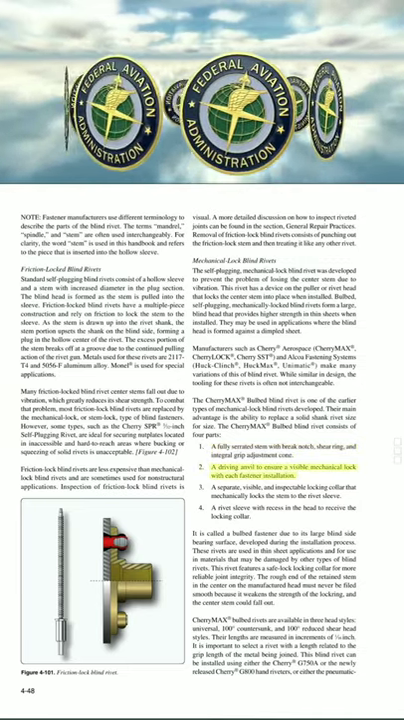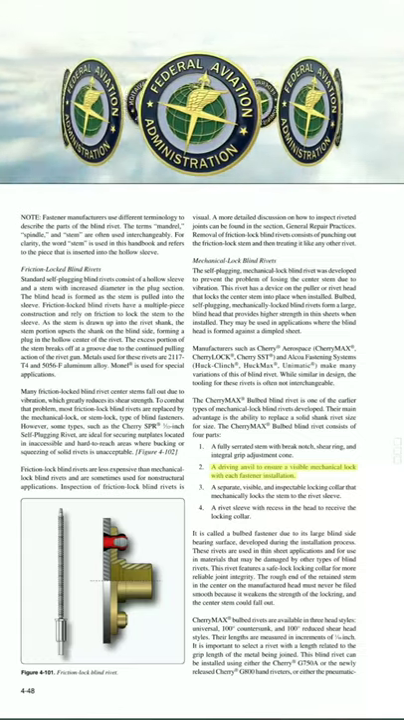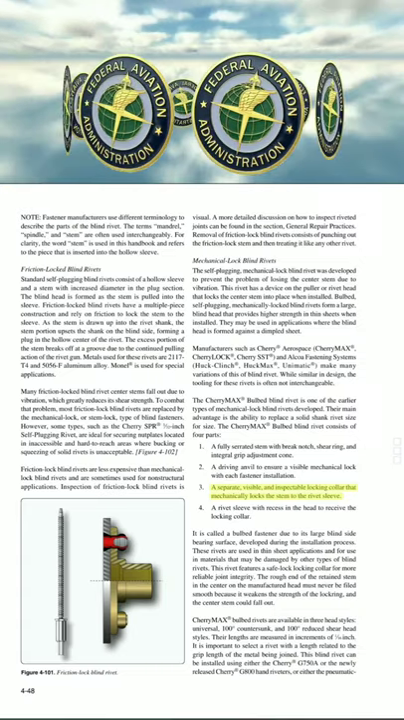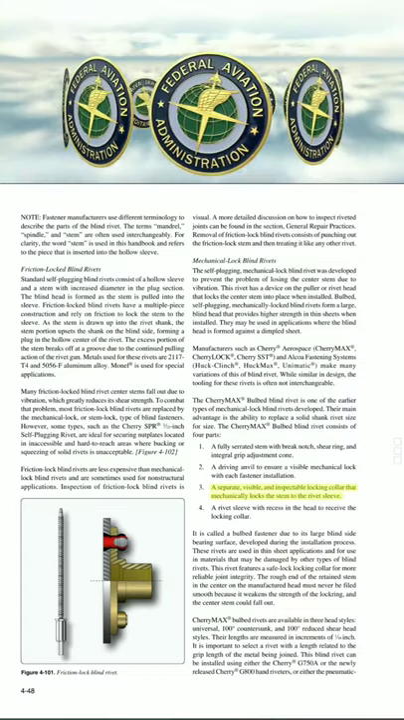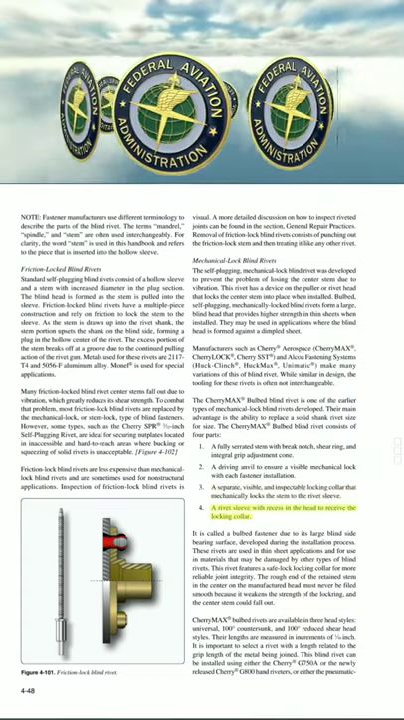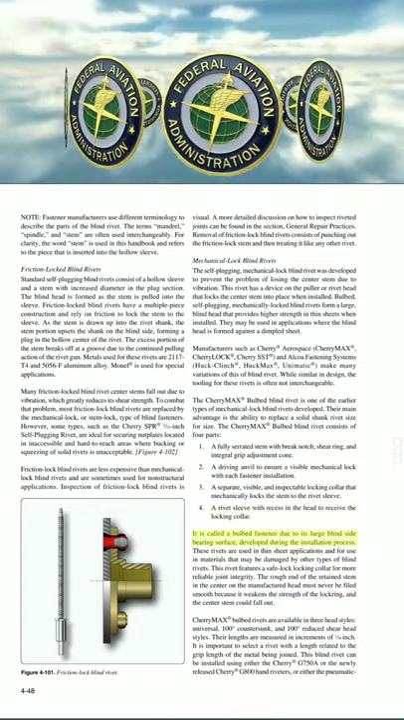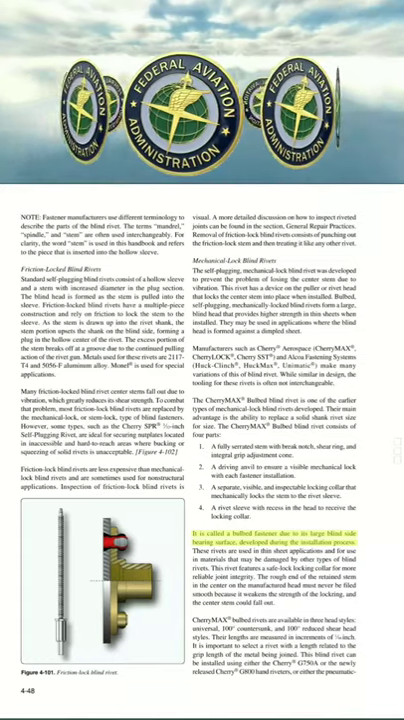A driving anvil to ensure a visible mechanical lock with each fastener installation. 3. A separate, visible, and inspectable locking collar that mechanically locks the stem to the rivet sleeve. 4. A rivet sleeve with recess in the head to receive the locking collar. It is called a bulk fastener due to its large blind side bearing surface, developed during the installation process.